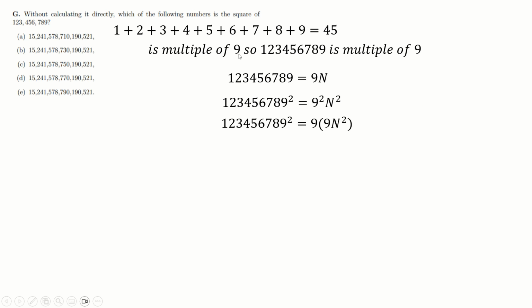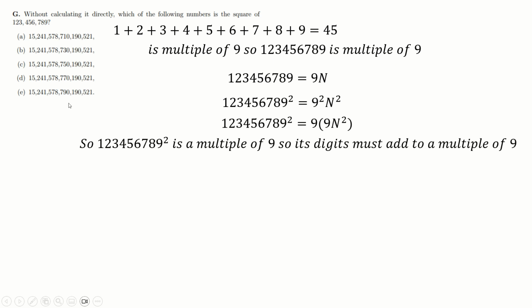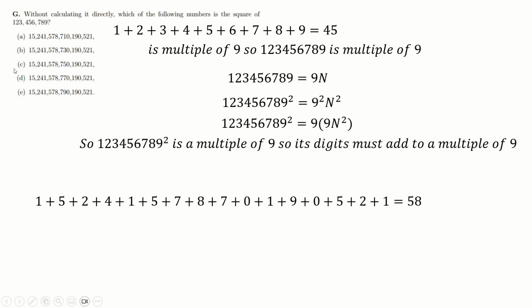And this is an if and only if condition. If your digits sum to a multiple of 9, you are a multiple of 9. And if you're a multiple of 9, your digits sum to a multiple of 9. So the answer that we're looking for has a digit sum that is a multiple of 9. So then we add up all the digits. Notice how all the digits are the same except for the middle one. So I added up all the digits that weren't the middle one and got 58. And the next multiple of 9 is 63, which means I need a 5, and this is the one that has the 5 in the middle, so therefore the answer is G.